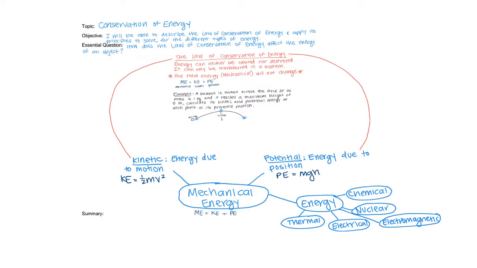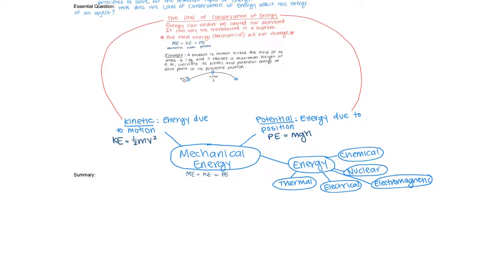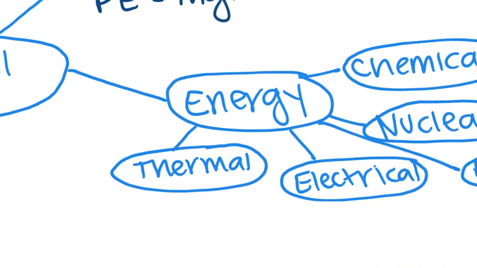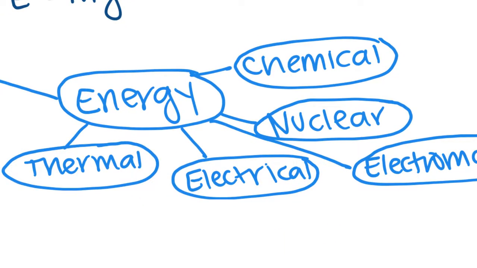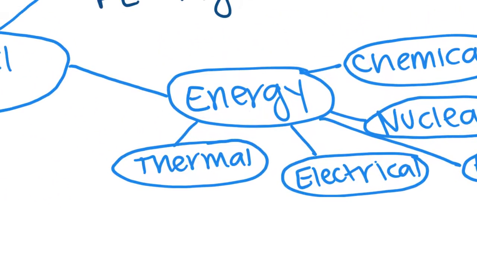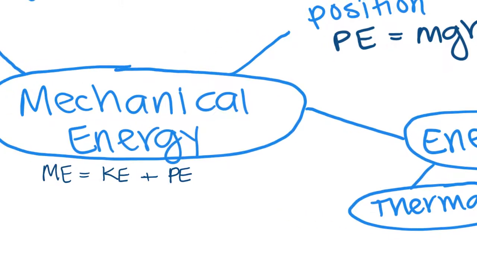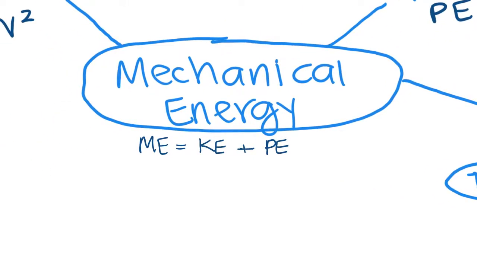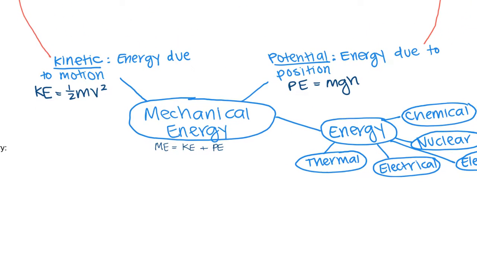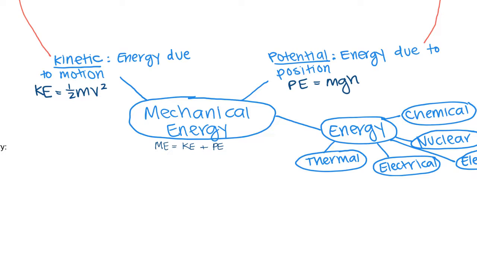So I've got kind of weird mind map notes written out for you all. I'm going to actually start again from the bottom. Last time we talked about different types of energy here, right? We know that we've got chemical energy, nuclear energy, electromagnetic energy, electrical, thermal, and then the big one that we talked about was mechanical energy. Now, mechanical energy, remember, we have two different types of mechanical energy. We have kinetic energy and we have potential energy.